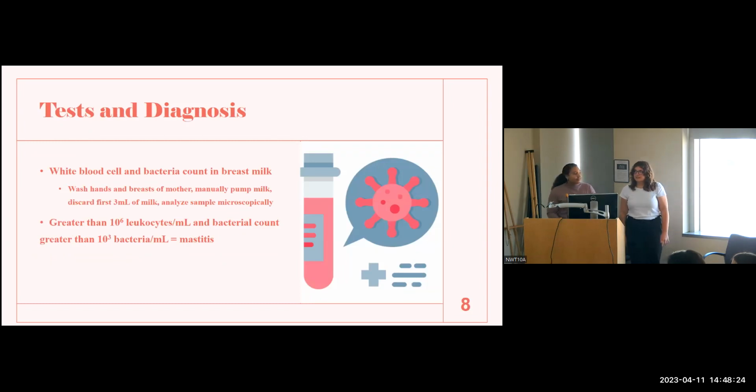To test this, you can look at white blood cell count or bacteria count in the milk. To do this test, you have to first practice proper sanitation, so wash your hands and wash the breast of the mother. Then you manually pump the milk, discard the first 3 milliliters to ensure consistency in the sample, and then microscopically analyze the sample. From this, you can see if there's a significant number of leukocytes, or white blood cells, and a significant amount of bacteria. If there are, that's a clear indication that the patient could be presenting with mastitis.